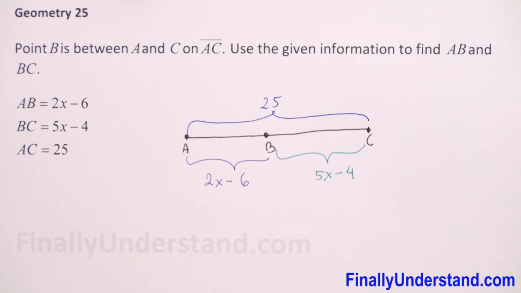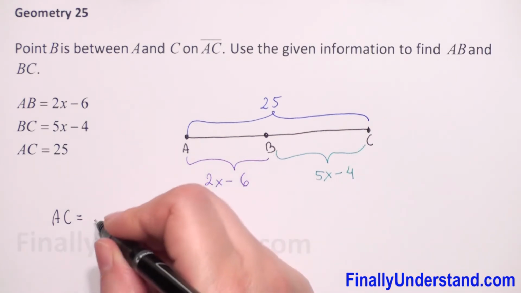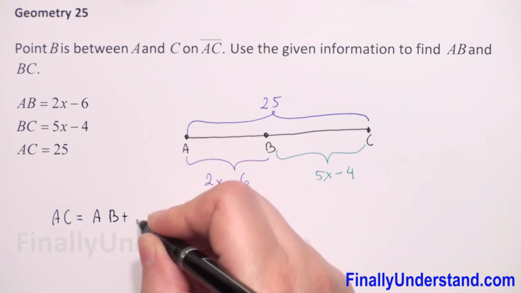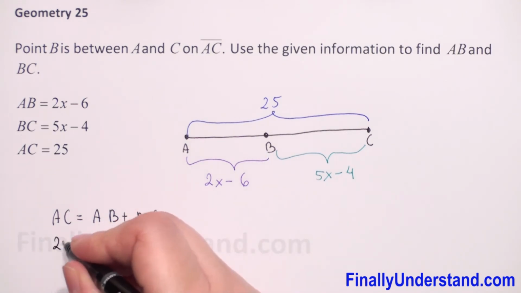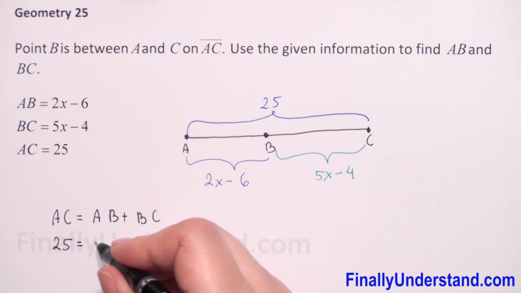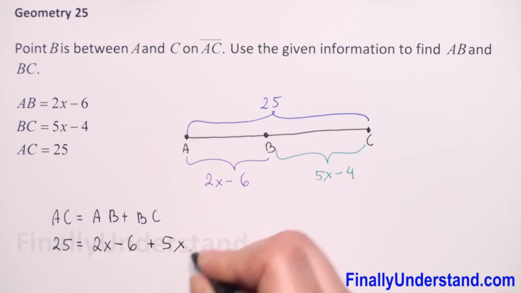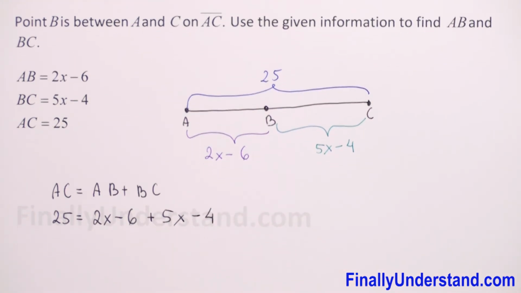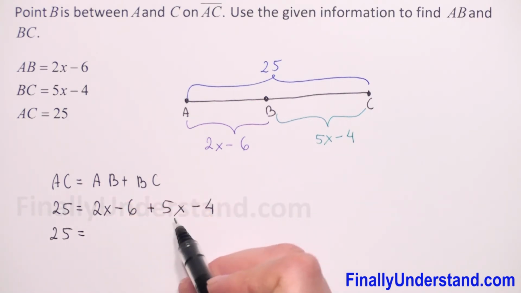is 25. So we can write equation that AC is equal AB, the length of AB plus length of BC. So we have AB plus BC. Now we can substitute AC by 25, AB by 2x minus 6, and we have given that BC is 5x minus 4, so we have plus 5x minus 4.